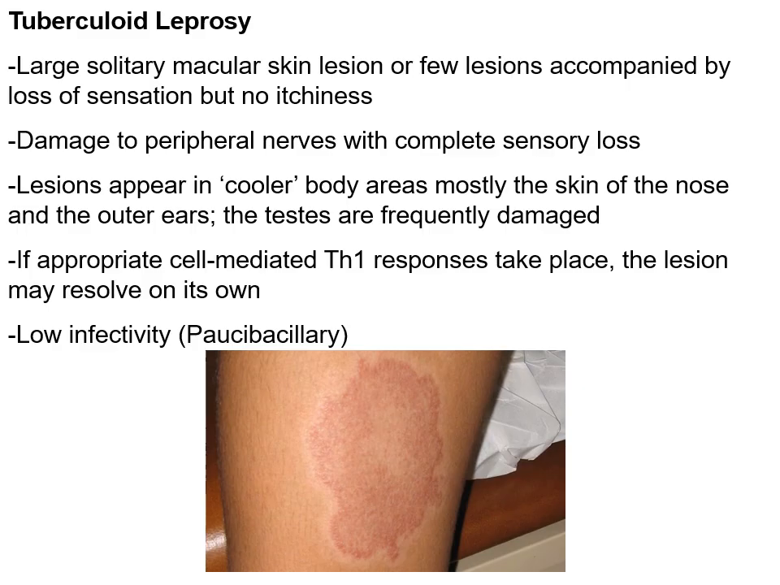Now, if you have appropriate immune cell responses, specifically Th1 responses, just like with Mycobacterium tuberculosis, you might be able to contain the disease and the lesion may resolve on its own. This disease, tuberculoid leprosy, is referred to as paucibacillary because it relatively has few organisms, and so there is low infectivity.